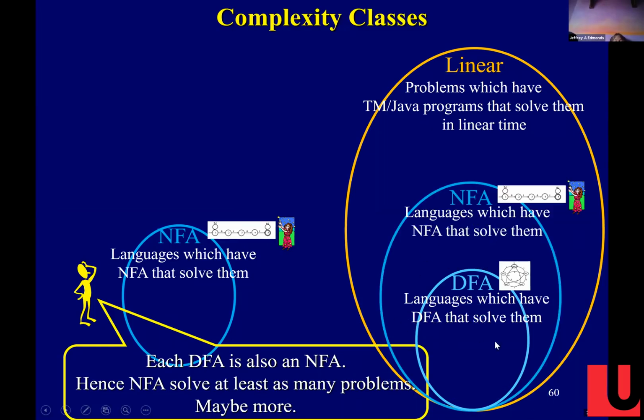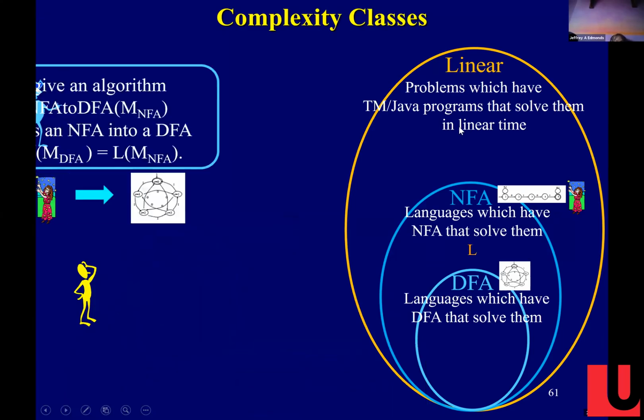So that's why we have this picture here. What are we saying? We're saying if an NFA can do it, then we can do depth first search and we can do it in linear time. And if a DFA can do it, well, a DFA is an example of an NFA, so an NFA can do it. People understand what this picture means? If an NFA can do it, then you can do depth first search and solve it in linear time, right?